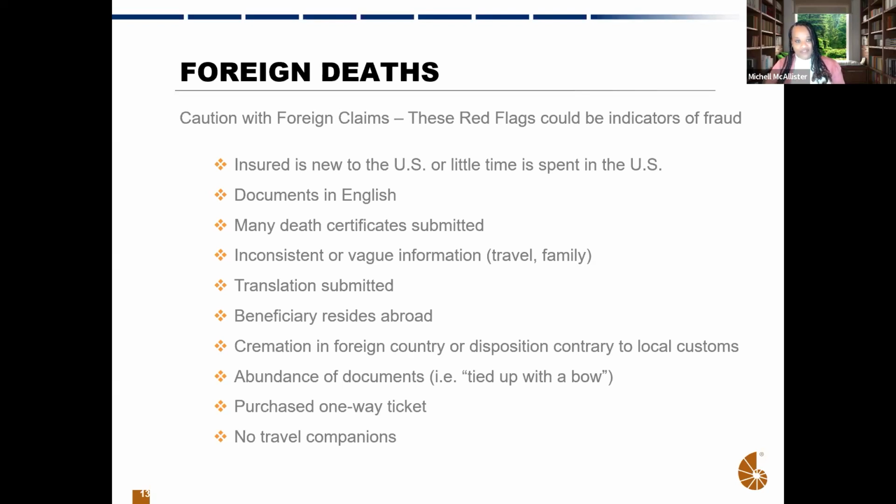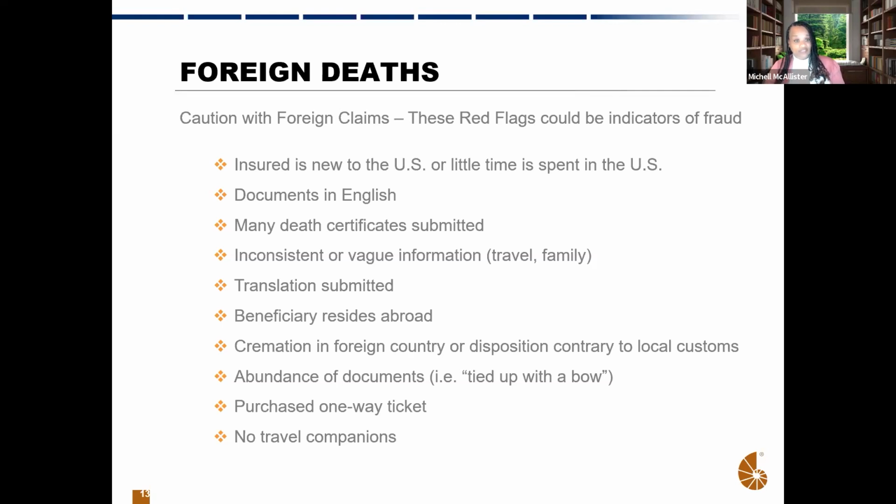Inconsistent or vague information from the families. That foreign death questionnaire is so valuable. I know you've heard me say it before in other presentations. It is so valuable to have that foreign death questionnaire because that's where your beneficiary is telling you information. And oftentimes beneficiaries forget not to tell you a lie.